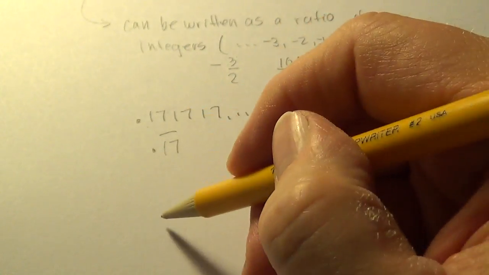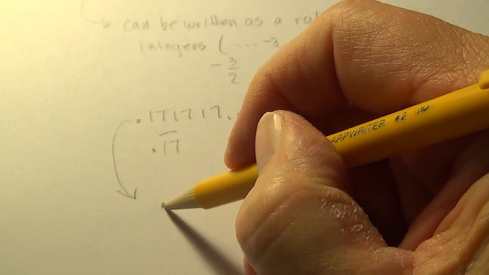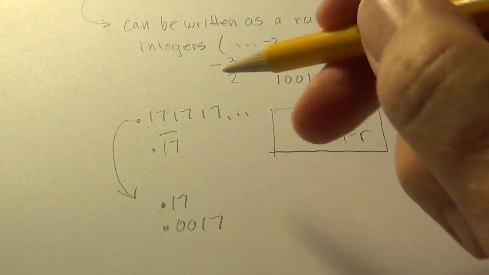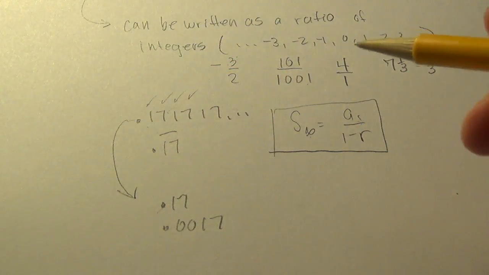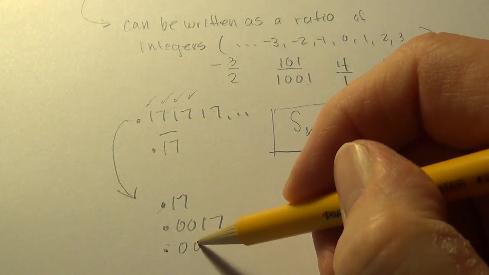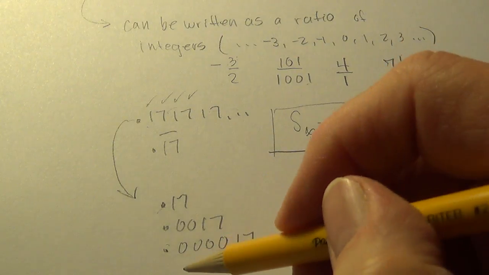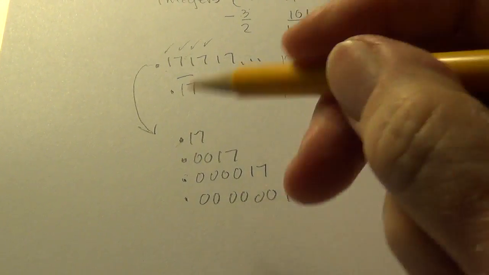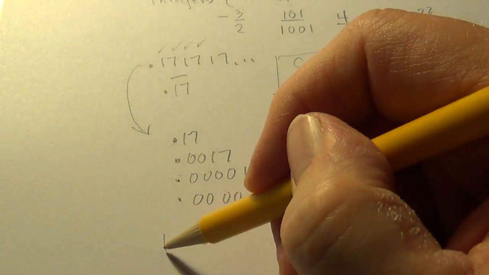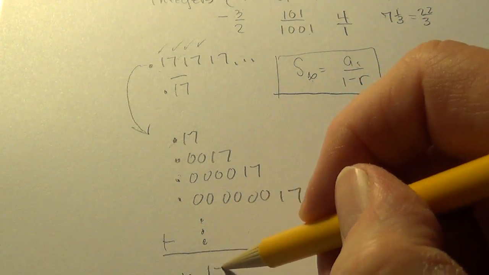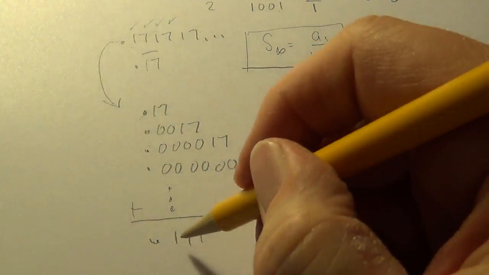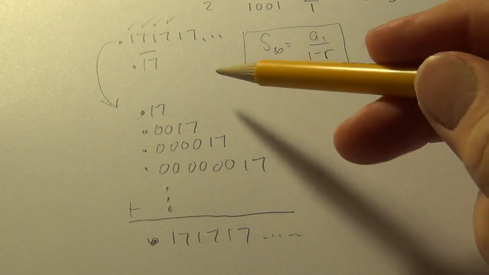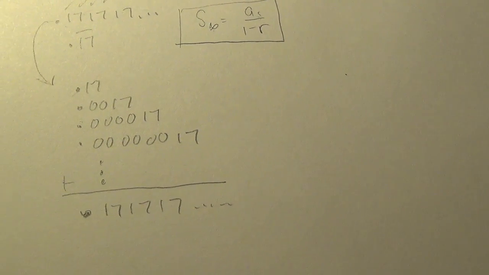So watch. 0.17. This equals this. 0.17 plus 0.0017. So you see when I add these, I get this, this, this, and that. So then to get this, I'm going to add 0.000017, and 0.00000017. You see, if I add these up, if I go on forever in like manner and I add them all up, I get 0.171717 forever.